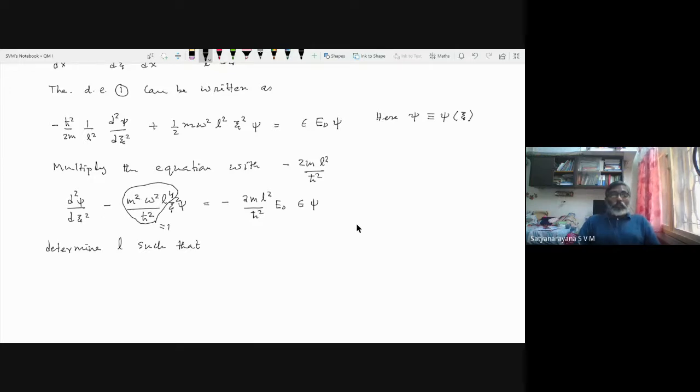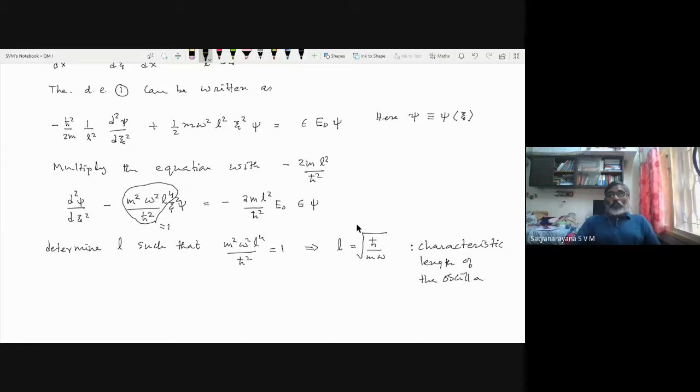Okay, such that this coefficient is equal to 1. That means m squared omega squared L to the power 4 by h bar squared is equal to 1. That means your L will be equal to square root of h bar by m omega. So this is called the characteristic length of the oscillator.